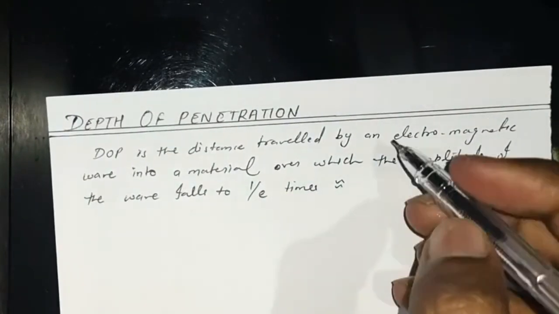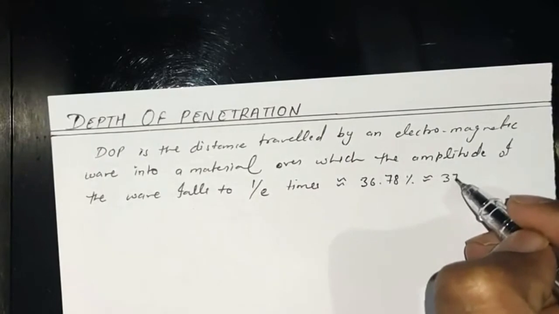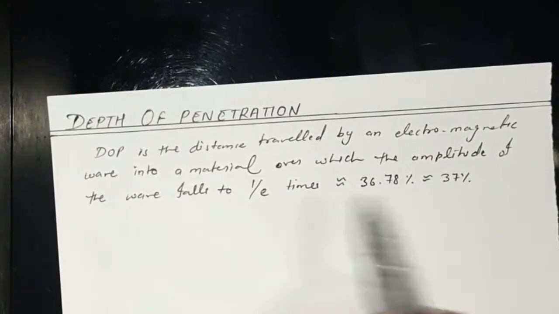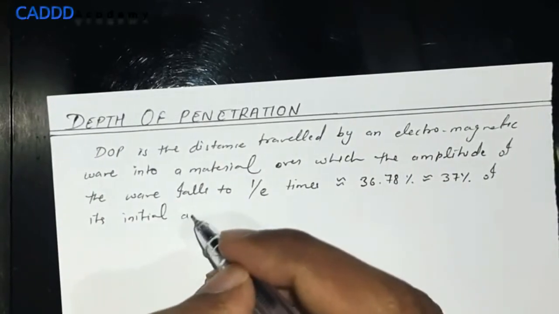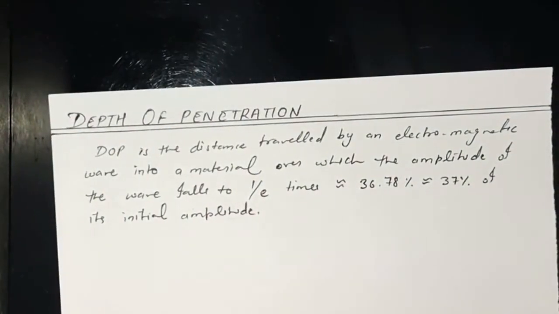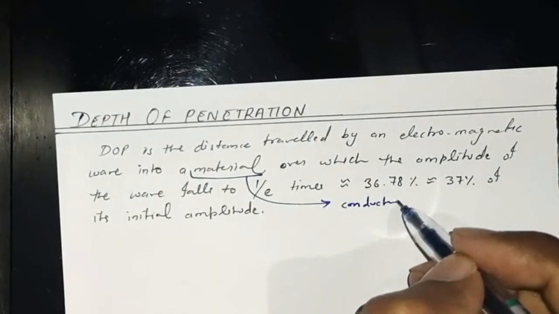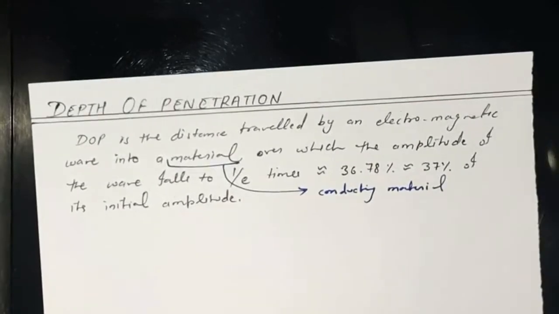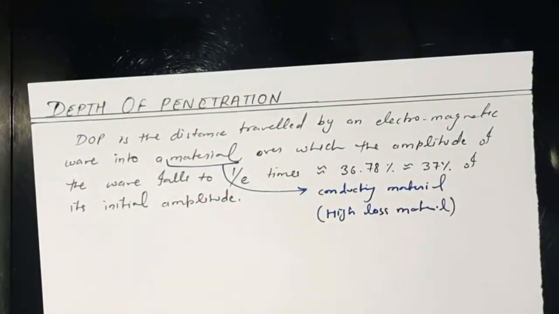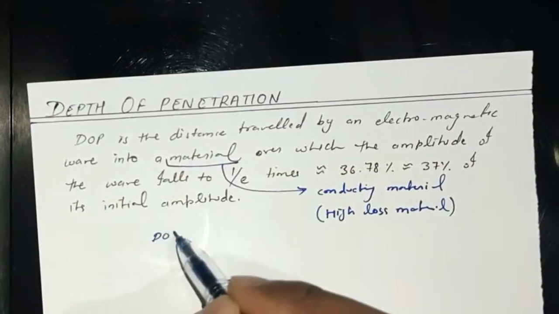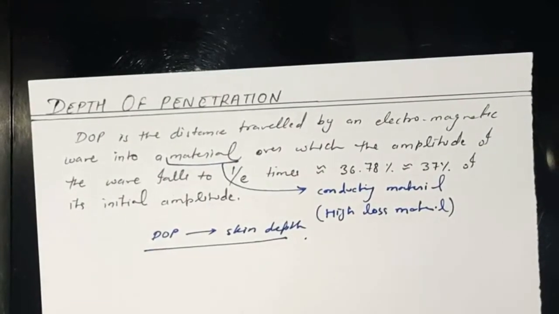When you compute 1 divided by E, you'll get 36.78%. That is nearly equal to 37%. Okay, so the amplitude of the wave falls to 37% of its initial amplitude. Now, when we consider this material as a conducting material, which means it is a high loss material, then this depth of penetration becomes skin depth.